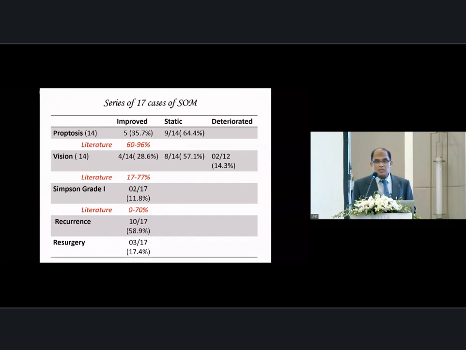But these are our results. You would see proptosis and vision are the most common presentations for sphenoorbital meningiomas. And I could achieve improvement in proptosis in only 5 of my 17 patients. Improvement in vision in only 4 of the 14 patients who presented with visual complaints. 10 of my 17 patients had recurrence, and I had to reoperate 3 of them. So these are not very good outcomes compared to meningiomas in other locations. But this is how sphenoorbital meningiomas are. The important thing is no mortality. All of them are still surviving, albeit with deficits.